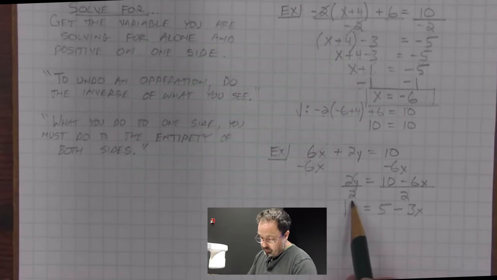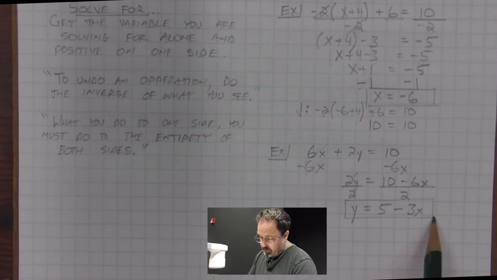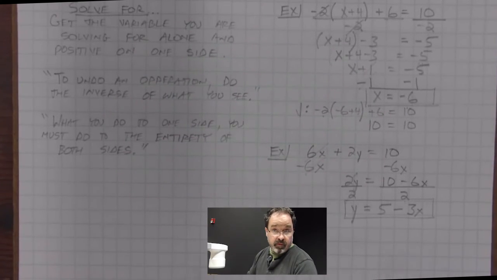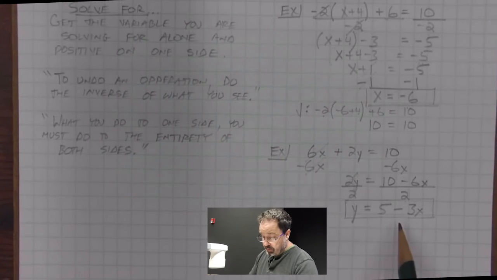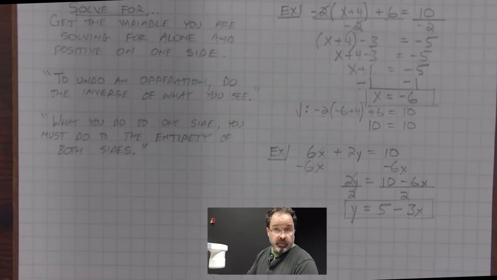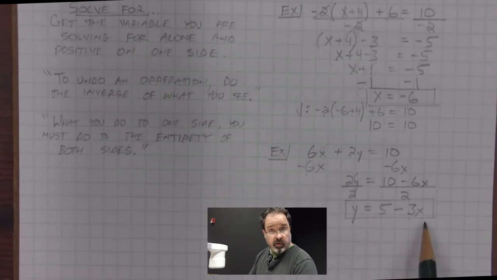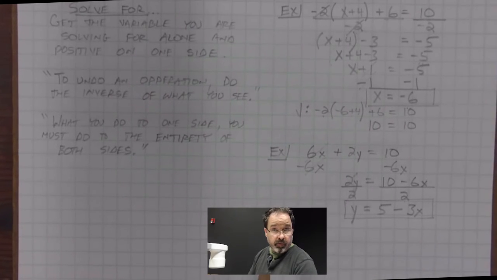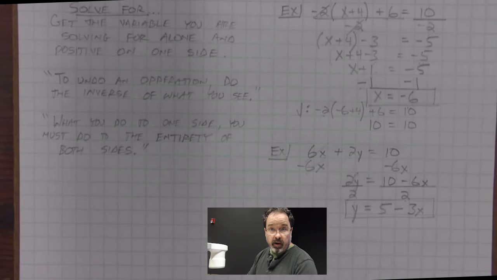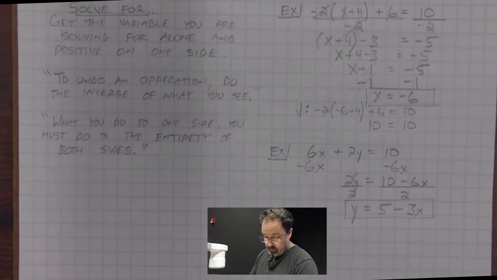Y is by itself, alone and positive on one side. This is solved for y. Notice that we didn't get a solution in this case because we don't have a value for x. So the result of solving for y means that I still have an equation. The other side has a variable in it, but I can't go any further. The project was simply just to get y by itself on one side.